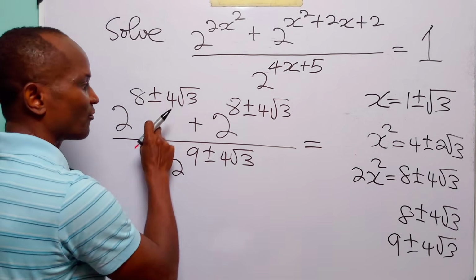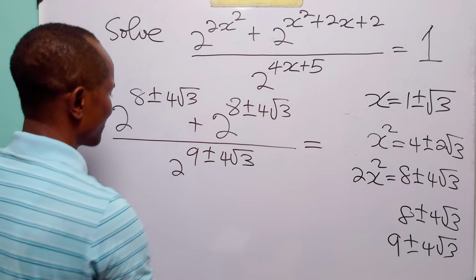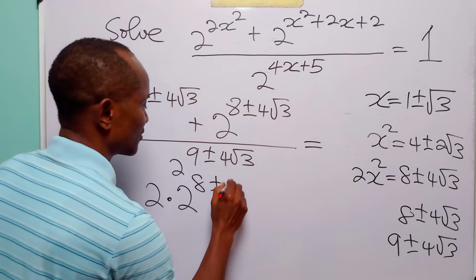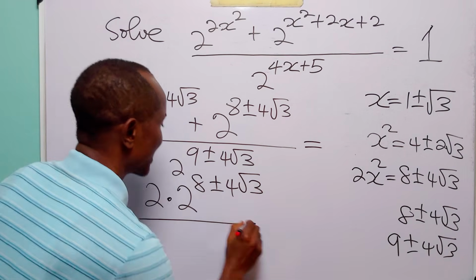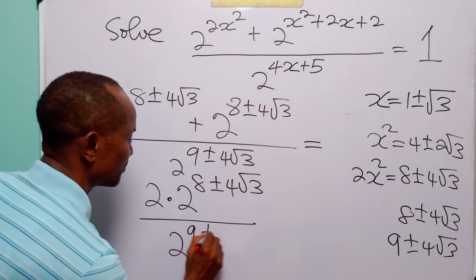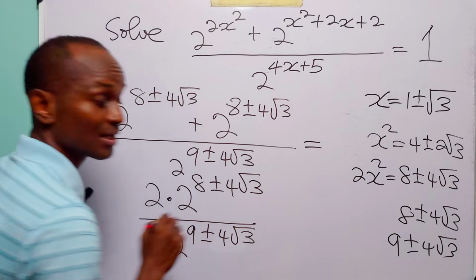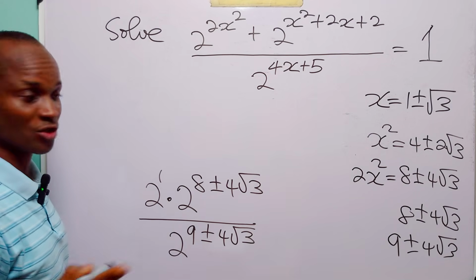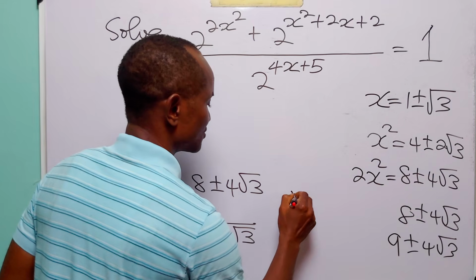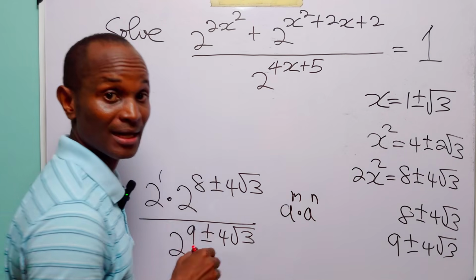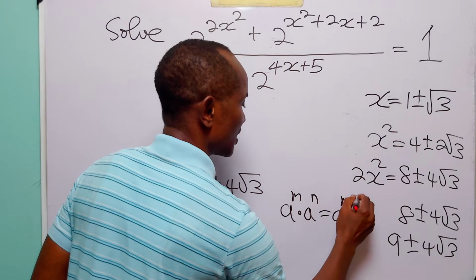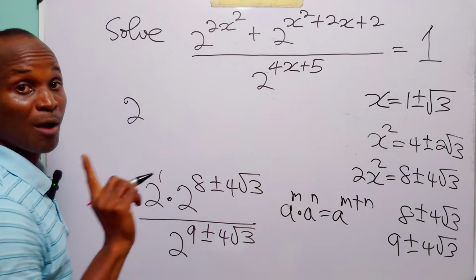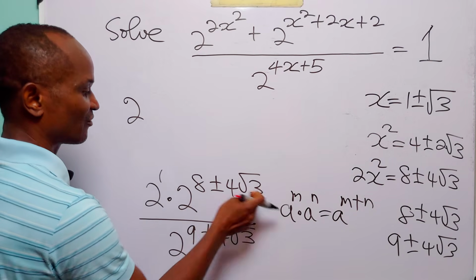So we have 2 of these in the numerator. So we can write this as 2 times 2 to the power 8 plus or minus 4 root 3, divided by 2 to the power 9 plus or minus 4 root 3. But of course, you know that this 2 is 2 to the power 1. And remember from our laws of indices that when we have a to the power m multiplied by a to the power n, this is simply equal to a to the power m plus n. So here we have 2 to the power 1 plus 8 plus or minus 4 root 3.